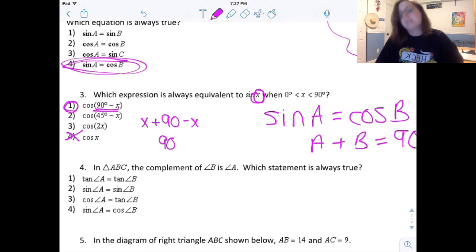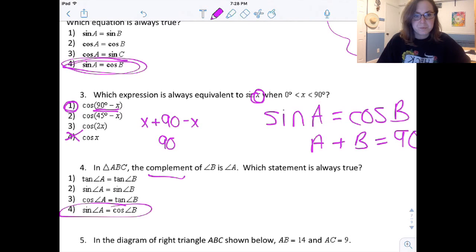All right, number 4. The complement of B is A. What is always true? Complement, sine A equals cosine B. Done.